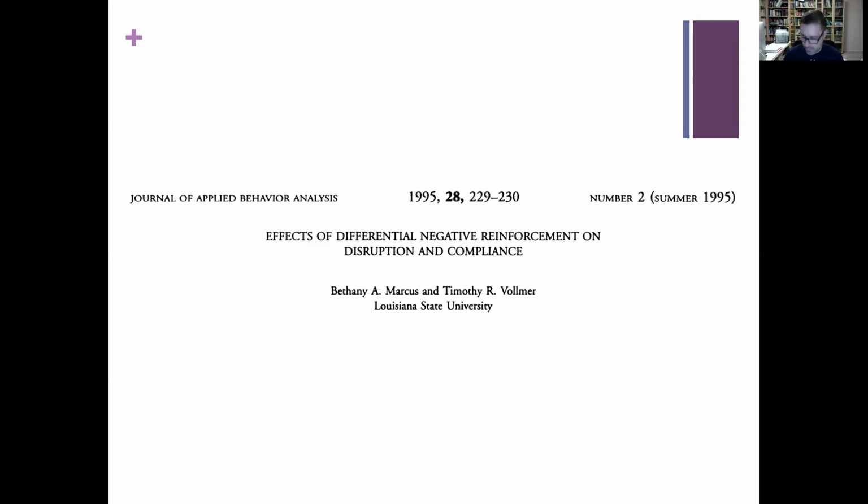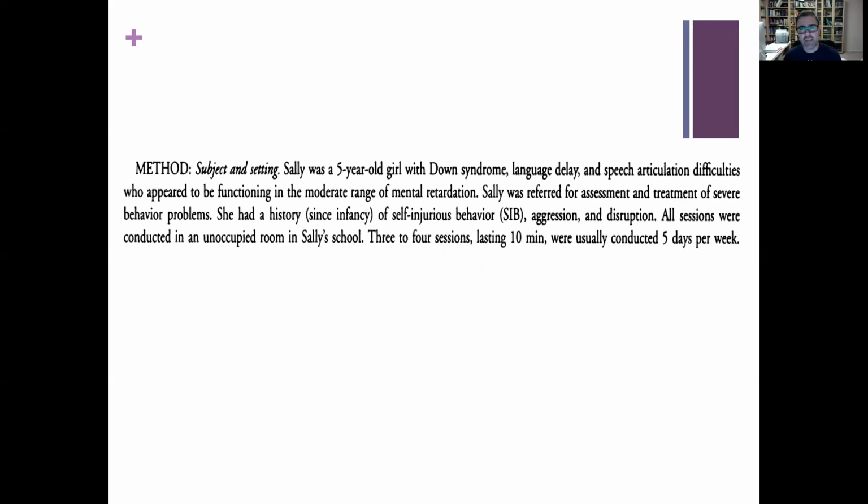We'll see. So this paper is called The Effects of Differential Negative Reinforcement on Disruption and Compliance. So let's check this out. So the participant here was Sally. She was a 5-year-old girl with Down syndrome, language delay, speech articulation difficulties, and she was in a moderate range of intellectual disabilities. Sally was referred for an assessment and treatment of severe behavior problem.